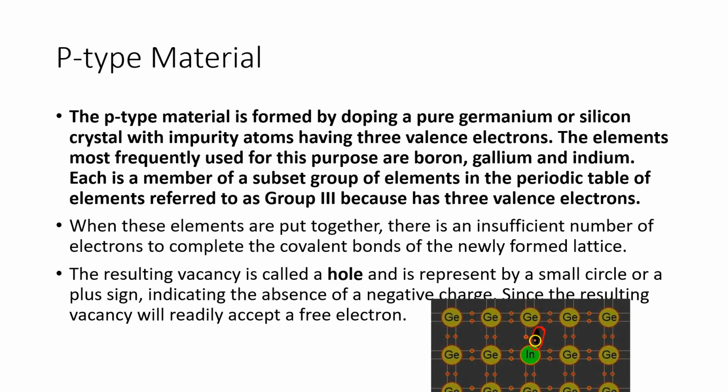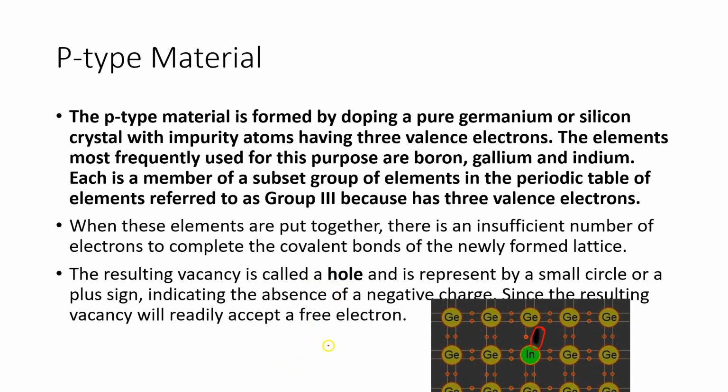You understand? For that reason, we can call this a p-type material. So it says that the resulting vacancy, because there is a void to be filled, you need an extra electron to complete the bond right here. For that reason, we say that there's a hole. We treat that hole as a positive charge, if you get what I'm saying.